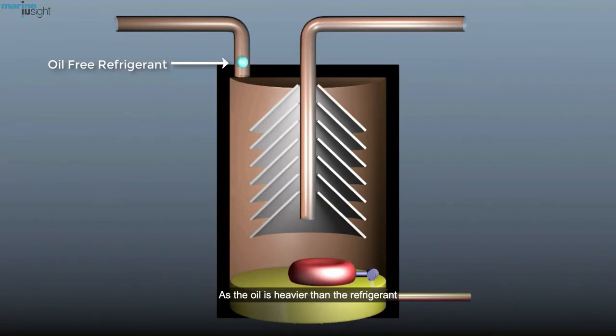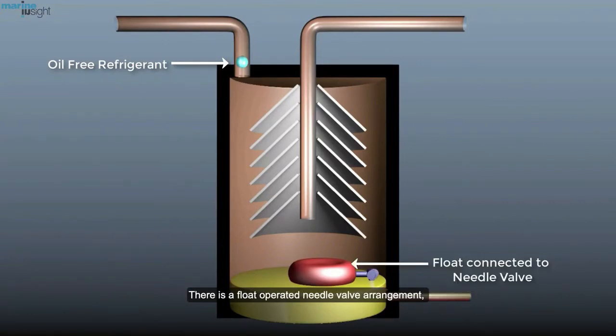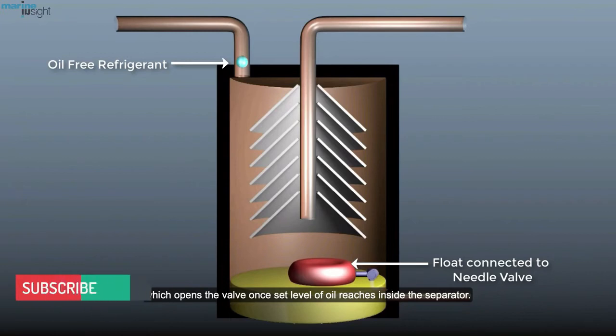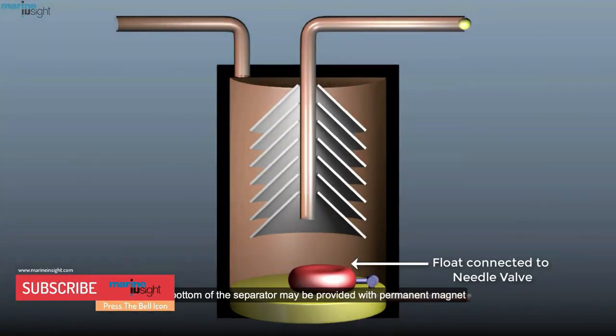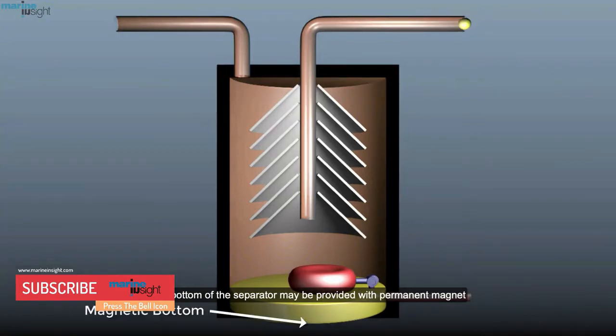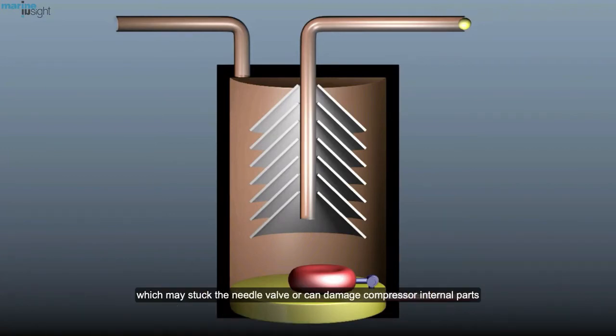As the oil is heavier than the refrigerant, it gets collected at the bottom of the separator. The bottom portion is provided with an outlet pipe, which is connected to the oil section of the compressor crankcase. There is a float-operated needle valve arrangement, which opens the valve once a set level of oil reaches inside the separator. The bottom of the separator may be provided with a permanent magnet, which will hold all the metallic impurities, which may stick the needle valve, or can damage compressor internal parts.